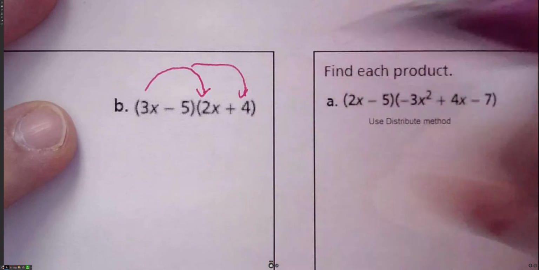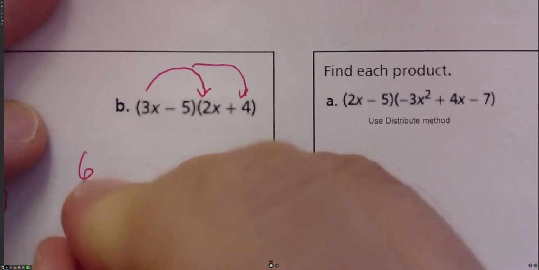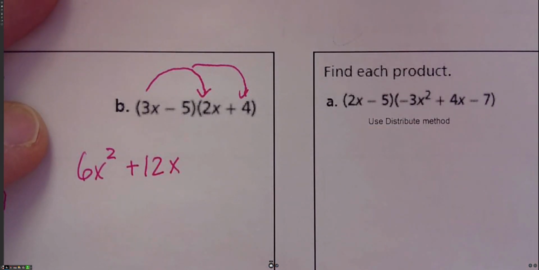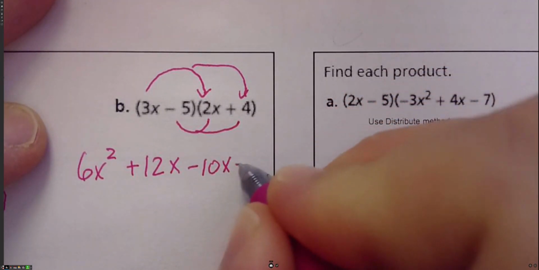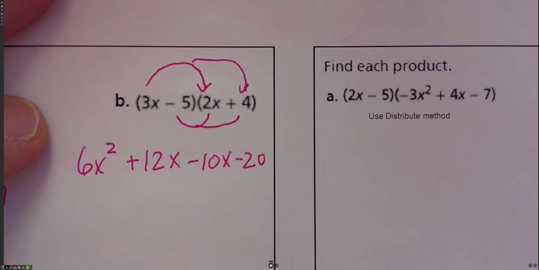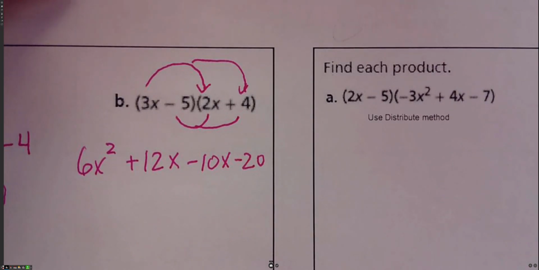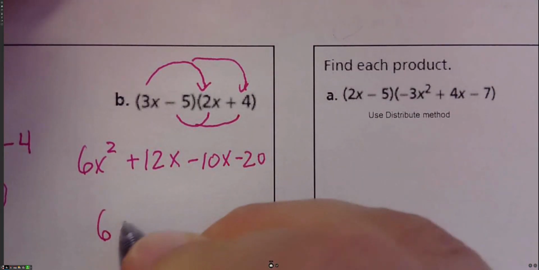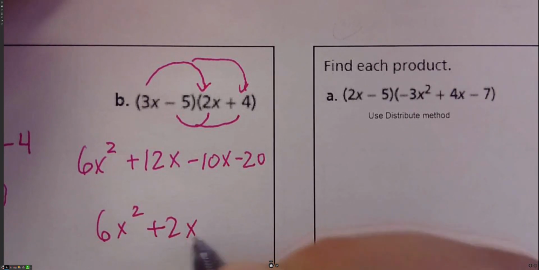So this next one, the 3x needs to go to both. So 3x, I draw an arrow saying go here and go here. So 3x goes to both, and I get 6x squared plus 12x, and then the negative 5 goes to both, minus 10x minus 20. Oh, I did these backwards. Oh, no, I didn't. Okay. So then we get 6x squared plus 2x minus 20.